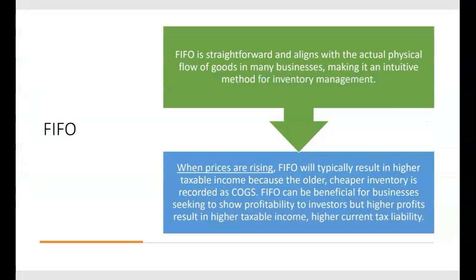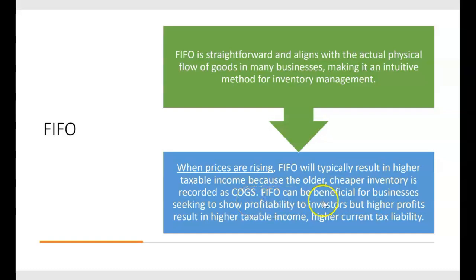And that brings us to FIFO, which is more straightforward because it aligns with the actual physical flow of goods, making FIFO an intuitive method for inventory management. When prices are rising, FIFO will typically result in higher taxable income because the older, cheaper inventory gets recorded as cost of goods sold, as the first in is the first out, and the first in is the older, cheaper items. Under FIFO, when prices are rising, cost of goods sold will have the lower cost items, leaving more for gross profit and ultimately taxable income.